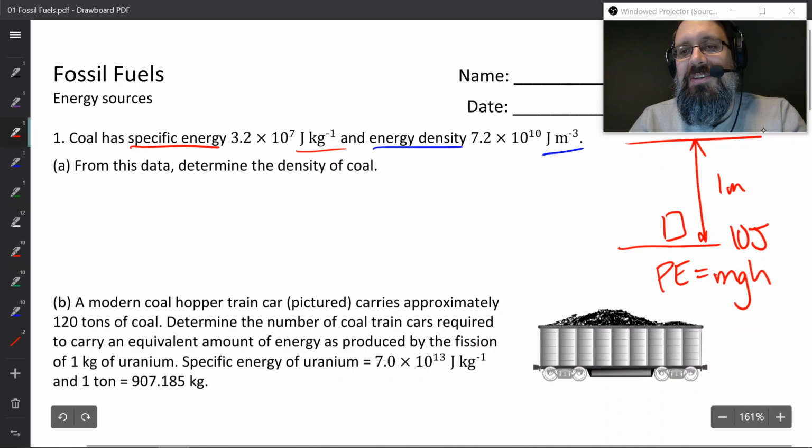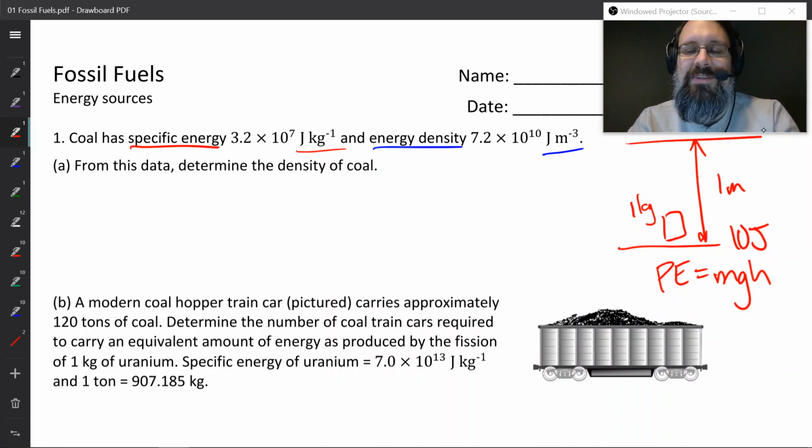So mgh, if this is 1 kilogram, we multiply by gravity 10, and the height is 1 meter, and you get 10 joules. So keep that in mind. If you're generating 72 billion joules of energy, one block of coal could lift this kilogram mass. What would that be, like 7 billion meters, which I don't know how far that is, but that's a lot. That's a crap load of energy. And so this is one of the reasons why coal is such an important energy source for us, because you can pack a ton of energy into a relatively small amount of space, which is what the energy density tells us about.